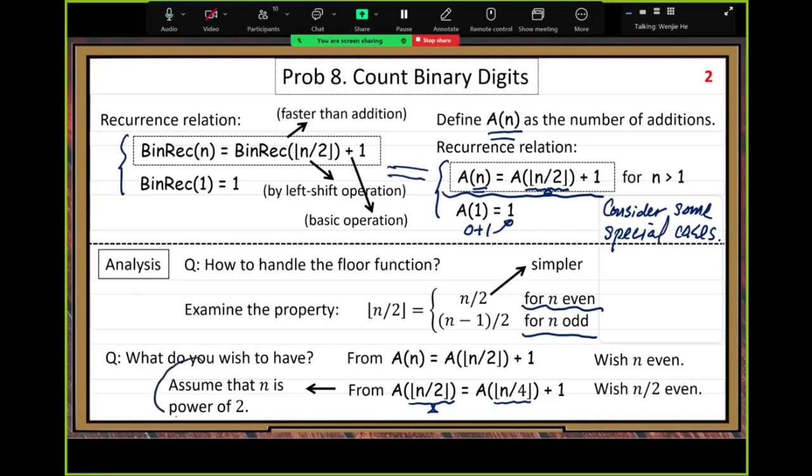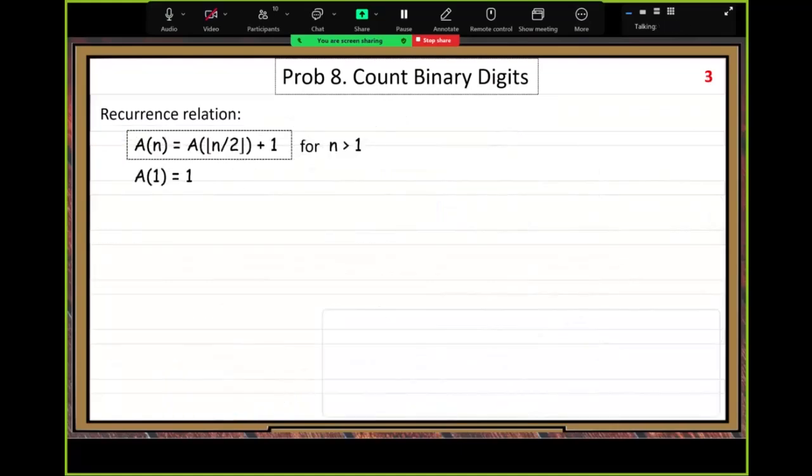Only when n is a power of 2, you can remove all the floor functions, right? Yeah. So if n is a power of 2, then all the floor functions are gone when you do all the related recursions. Okay? So with that observation, let us assume we just take our first simplest case.